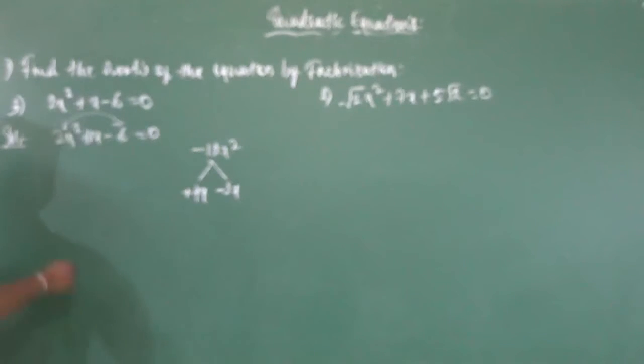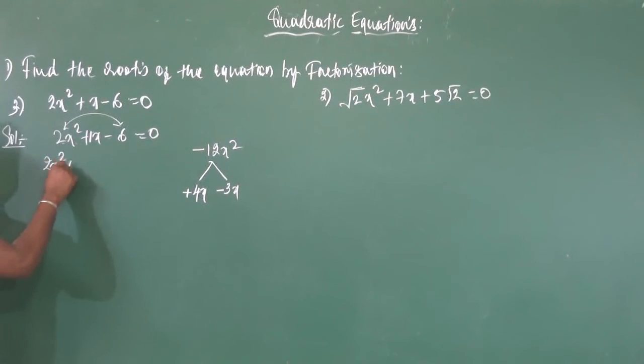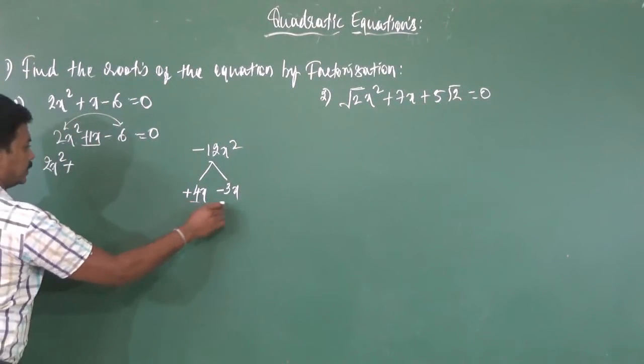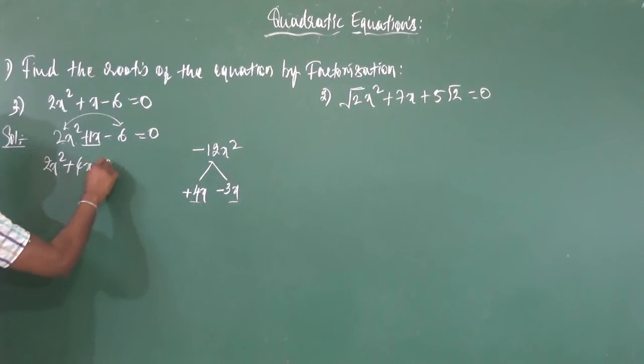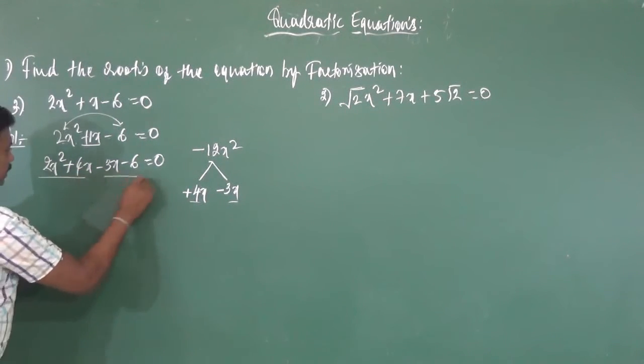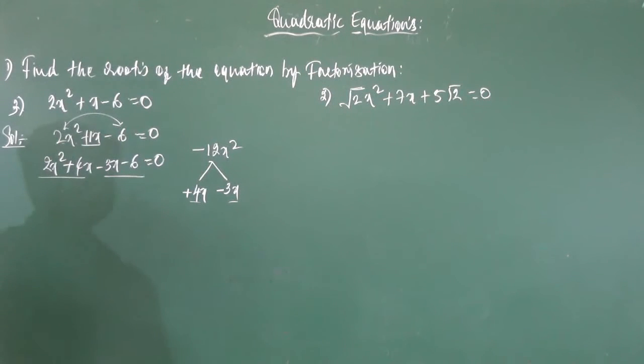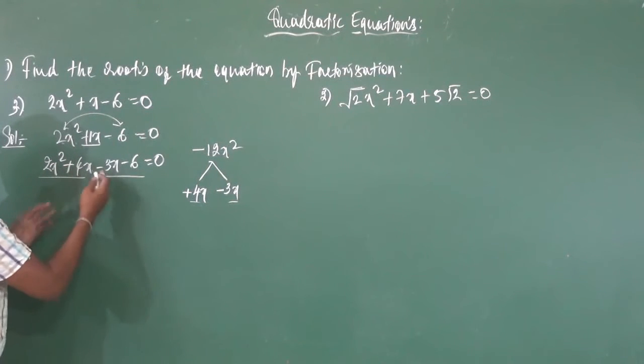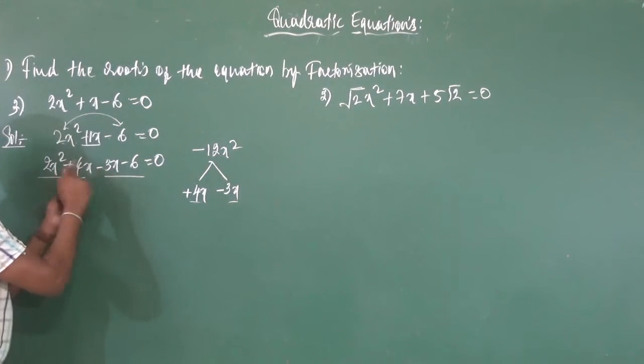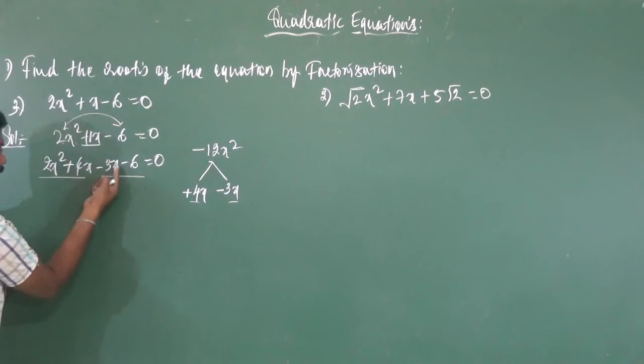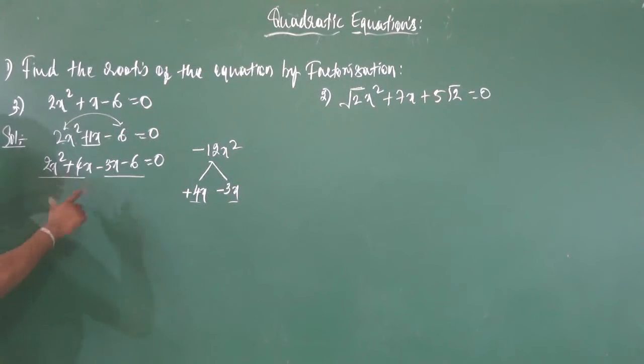Right? Okay. 2x square plus, instead of plus 1x I am going to write these two terms, plus 4x minus 3x minus 6 is equal to 0. Out of 4 terms you have to make a group of 2 and 2 terms. It's not compulsory that you should make first 2 and last 2. You can interchange this also if you want. This plus 4x here and minus 3x here, you can interchange and also you can do it. That's your adjustment.